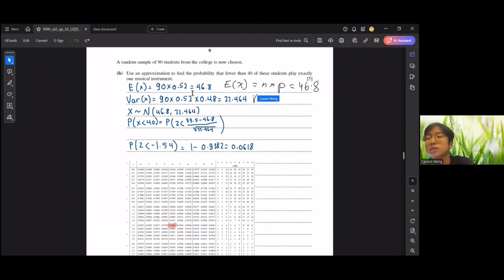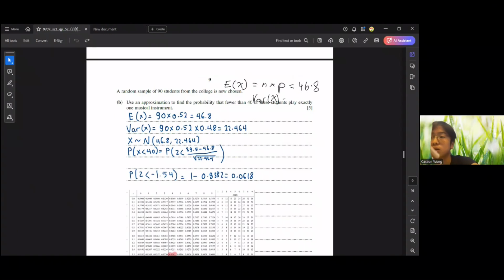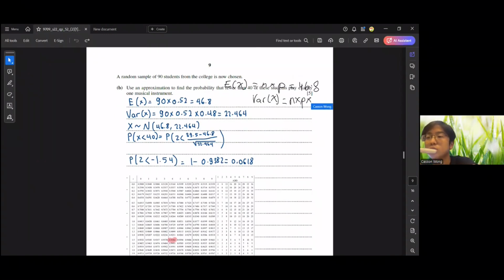To find variance, the formula is n times p times q, which is 22.464. So this is now the normal distribution.